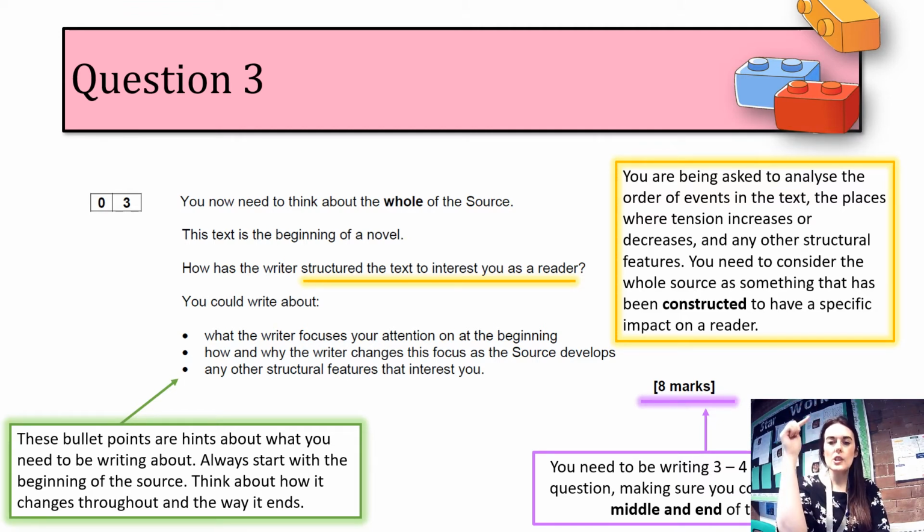So you want to analyse the order of the events, where tension goes up or goes down, and any other structural features that you might notice. You need to consider why the text has been put together the way it is and what effect that has had on the reader. The bullet points are really, really good here. They tell you exactly what to do: beginning, middle, end, what changes as you go through. You're writing about 3 to 4 paragraphs for this question. Remember, I've said this to my classes multiple times, at least the beginning and the end if you're a slow writer. You have to cover the whole text to get out of band 2.